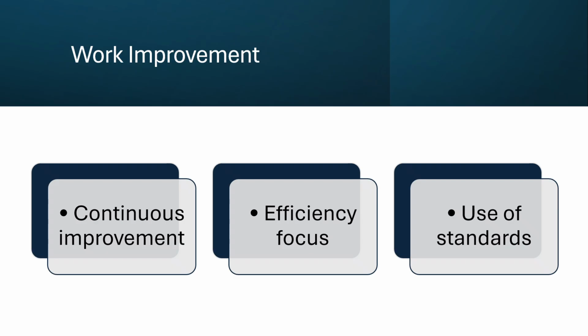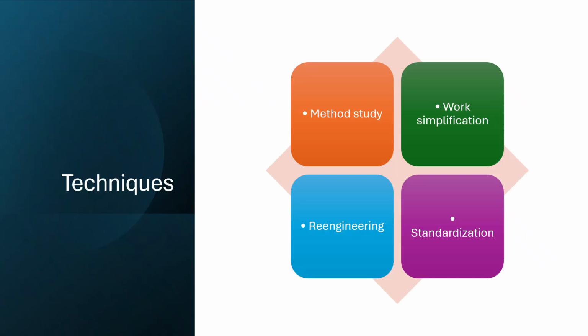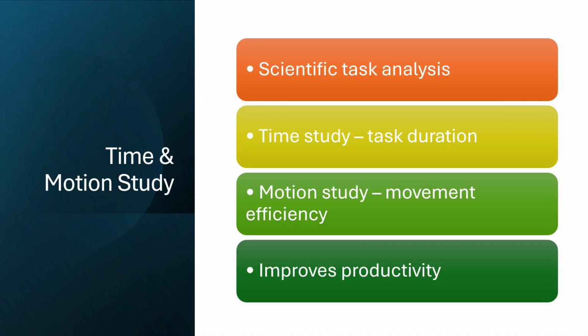The systems approach views the organization as an interconnected system where all parts must work together and interact with the external environment. Finally, the contingency approach suggests that there is no one best way to organize. Instead, the structure should depend on factors such as environment, technology, and organizational size.